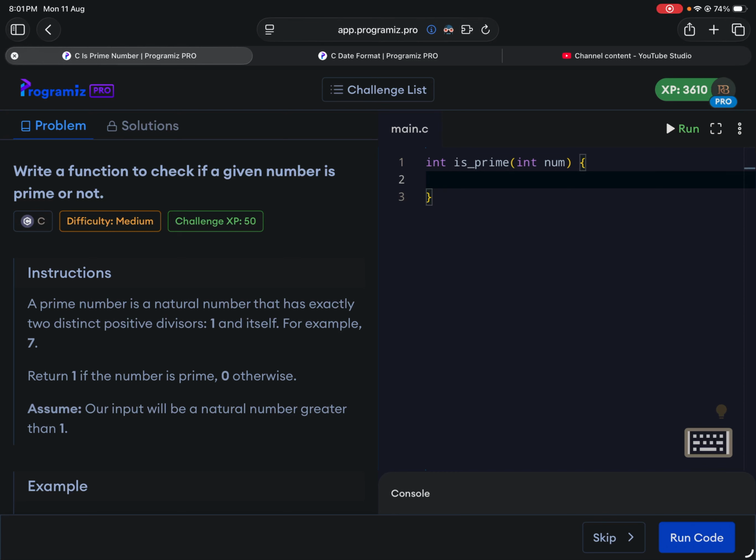So in this particular session, what we'll be looking at is a problem where we need to check if a number is prime or not. Right. To do that, what we can do is we can loop over it first of all. Right. So we can start directly from two. Okay.